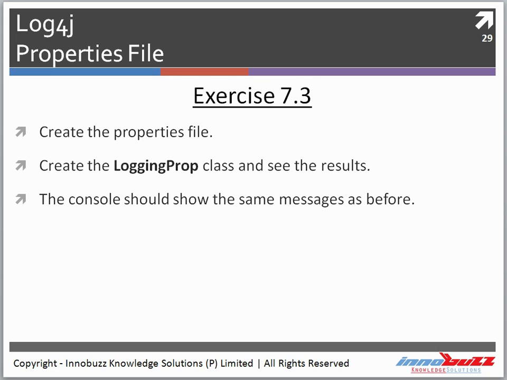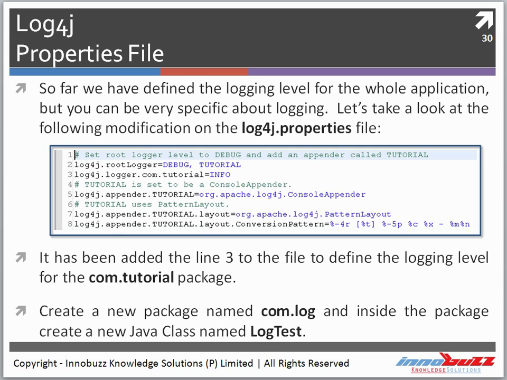Continue with the exercise. Take a look at how the output messages will look. The logging level was defined in the properties file for the whole application, but we can be very specific with some parts of the application. This means that we can define a different logging level per package, increasing the options for manipulating such levels.